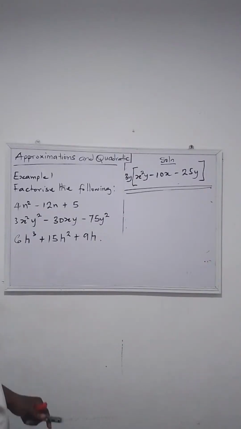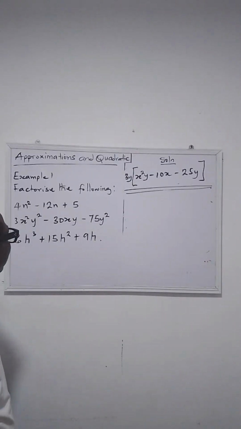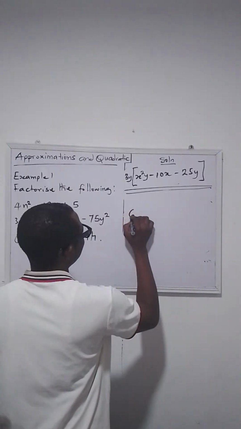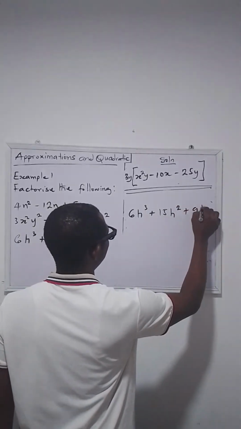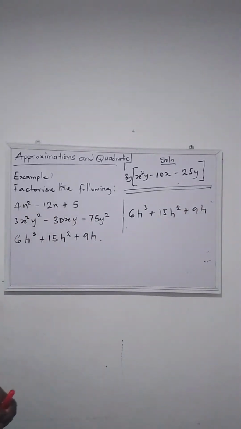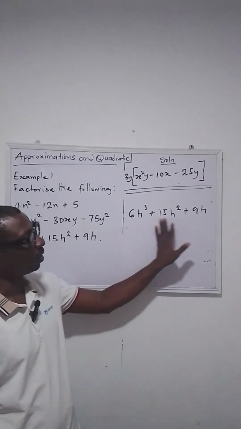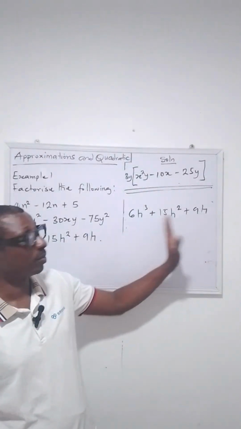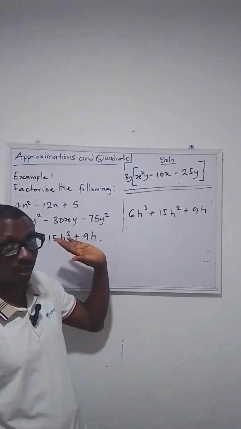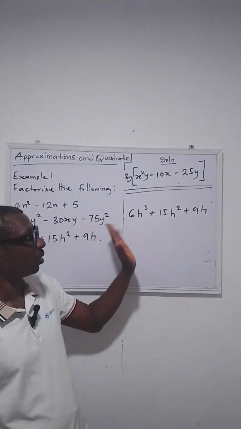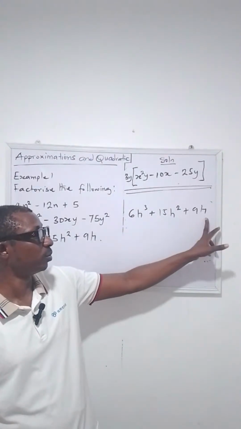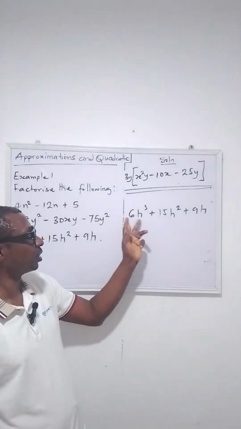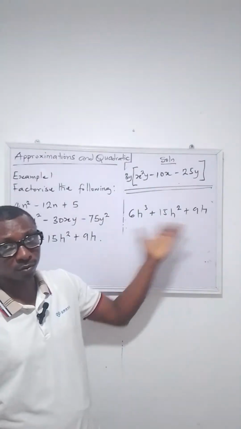All right, the last one on the list here, we have 6h cubed plus 15h squared plus 9h. So how do we do this? The first thing is to look at this. This is a cubic equation, not a quadratic equation, because the maximum power of the unknown here is 3. Now all you need to do is look for the GCD of this expression. The GCD is going to be 3h. 3h can go here, here, and here. So we factor that out.